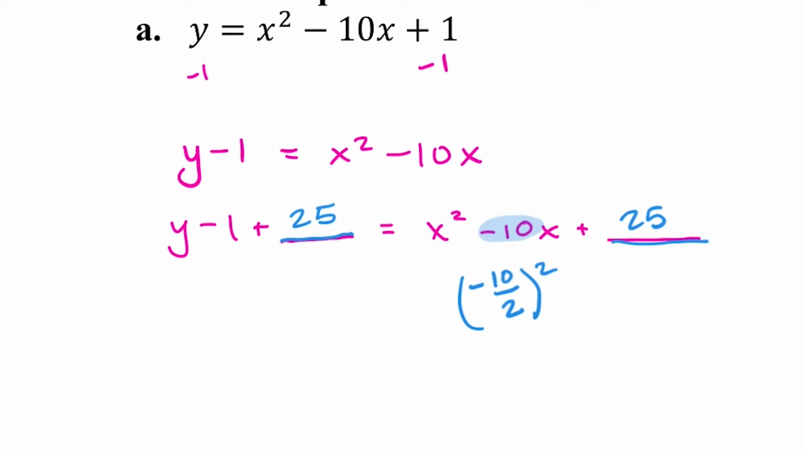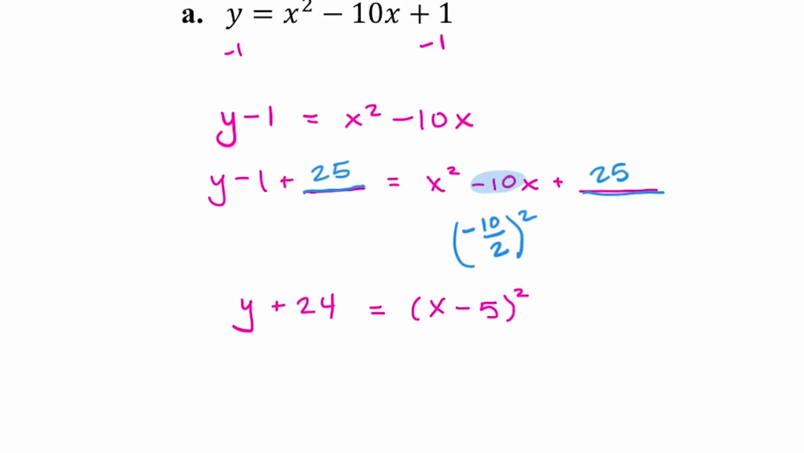On the left-hand side, we simplify. So negative 1 plus 25, so that's y plus 24. And on the right-hand side, we want to factor this. So what two numbers multiply to positive 25 and add to negative 10? Well, negative 5 and negative 5. So that would factor to x minus 5 times x minus 5 or x minus 5 squared. And so once we move that constant back to the right side, so subtracting 24, we have our vertex form. That's x minus 5 squared minus 24.